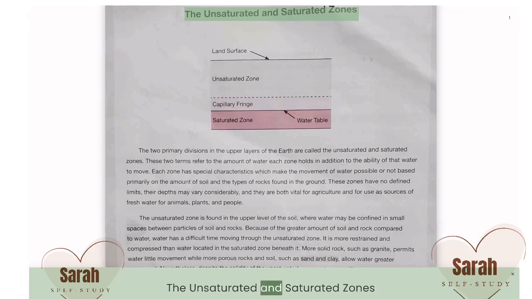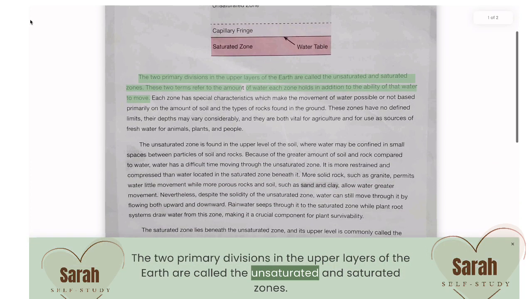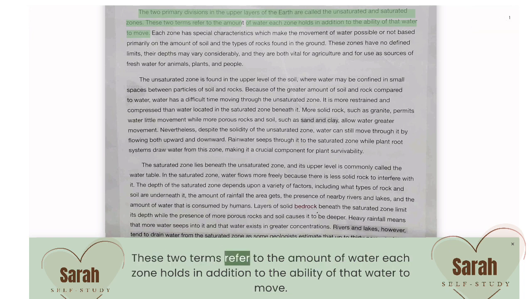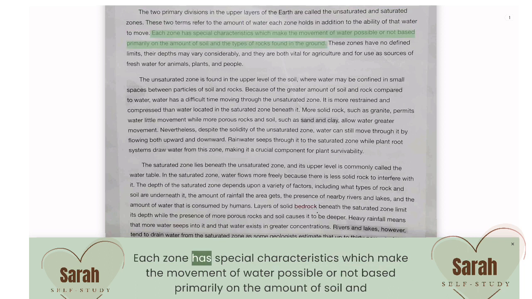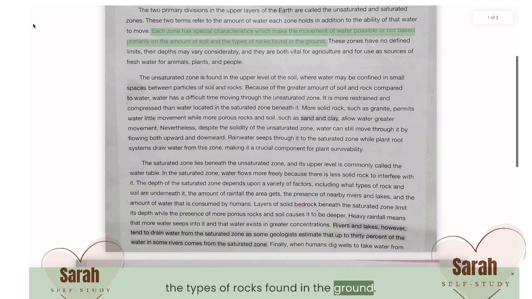The unsaturated and saturated zones. Capillary fringe. The two primary divisions in the upper layers of the Earth are called the unsaturated and saturated zones. These two terms refer to the amount of water each zone holds in addition to the ability of that water to move. Each zone has special characteristics which make the movement of water possible or not based primarily on the amount of soil and the types of rocks found in the ground.